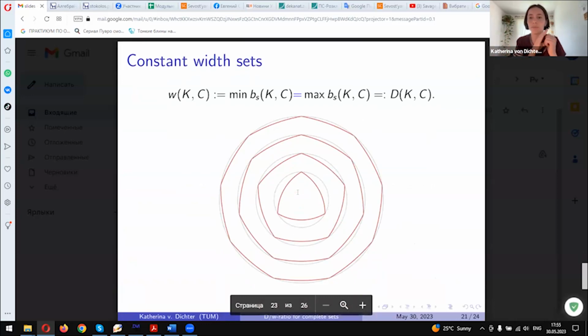And here you have a picture that shows you an example of a constant width set. Let's talk about the one of the triangle. This is called the Reuleaux triangle. What is interesting: let's sandwich this set between two parallel hyperplanes in any direction, and you will get that the distance between those hyperplanes is the same, which means that they are constant width sets.